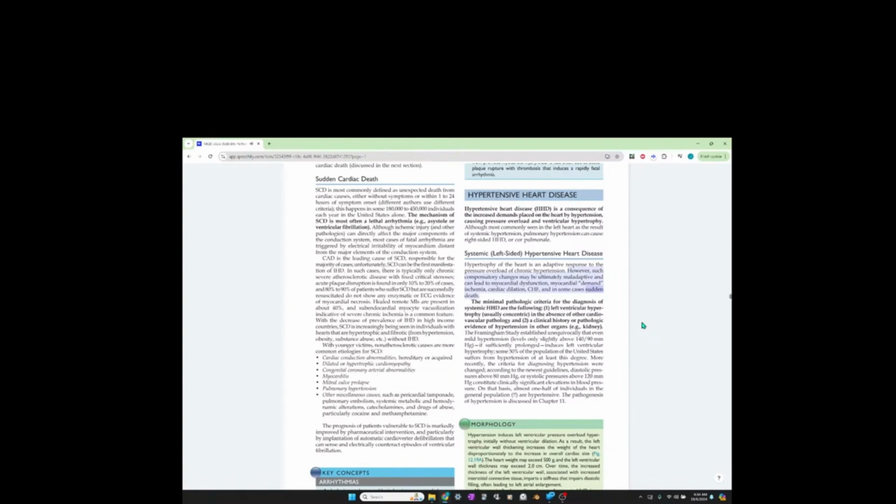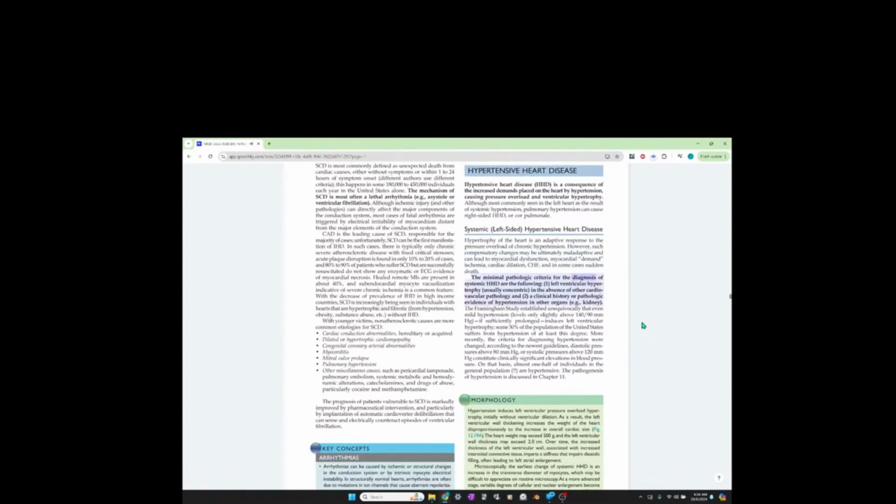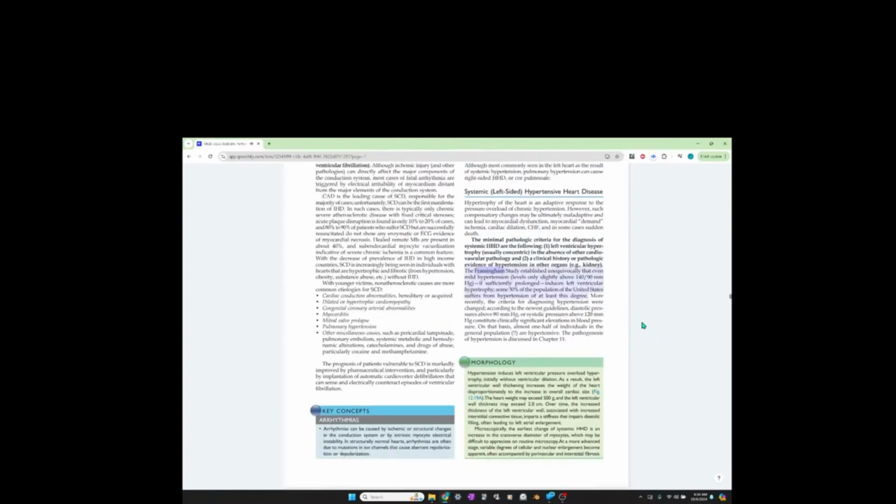The minimal pathologic criteria for the diagnosis of systemic HHD are the following: left ventricular hypertrophy in the absence of other cardiovascular pathology and a clinical history or pathologic evidence of hypertension in other organs. The Framingham study established unequivocally that even mild hypertension, if sufficiently prolonged, induces left ventricular hypertrophy. Some 30% of the population of the United States suffers from hypertension of at least this degree.